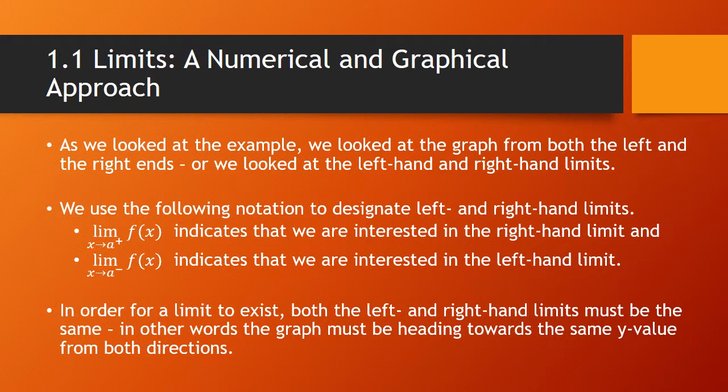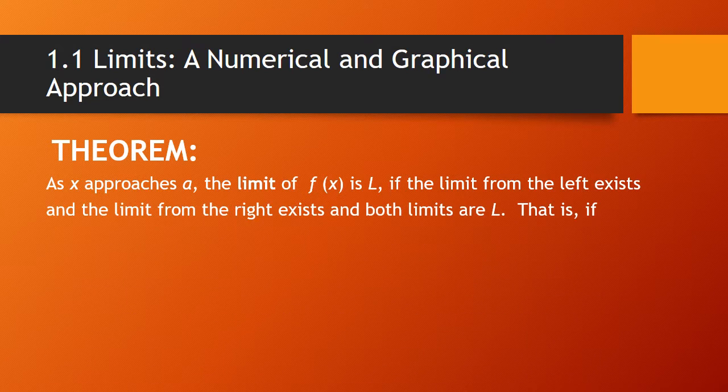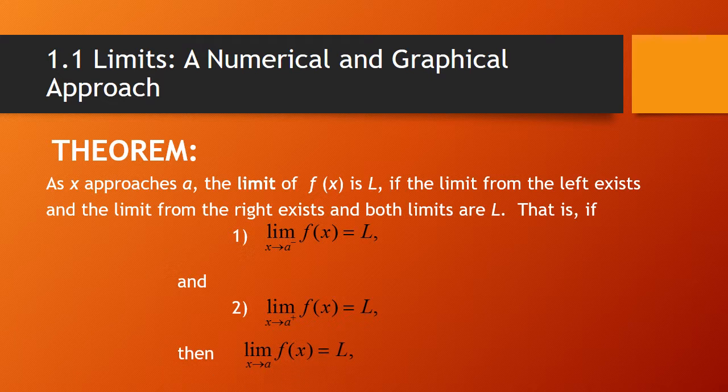In other words, the graph has to be heading toward the same y value from both directions, like it was in our example. Theorem: as x approaches a, the limit of f of x is L if the limit from the left exists and the limit from the right exists and both limits are L. In other words, if the limit of f of x as x approaches a from the left is L and the limit of f of x as x approaches a from the right is L, then the limit as x approaches a of f of x is L. So in other words, like we said, you have to be heading toward the same y value from both directions.